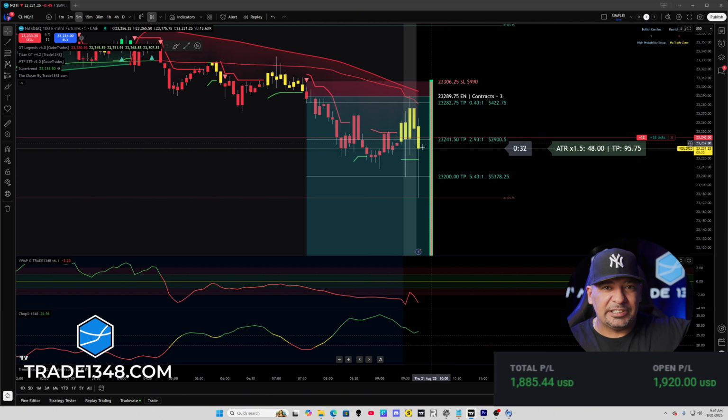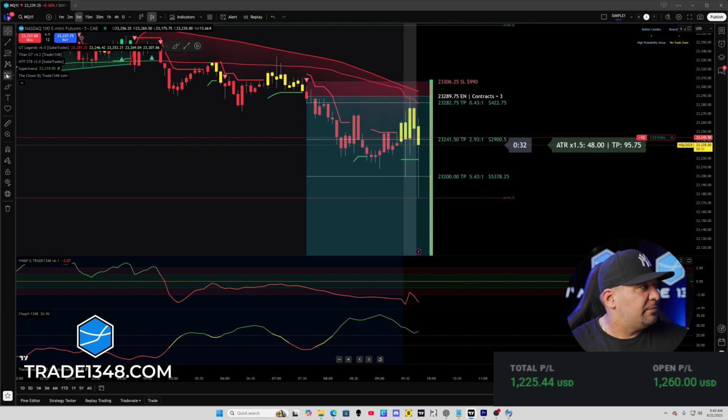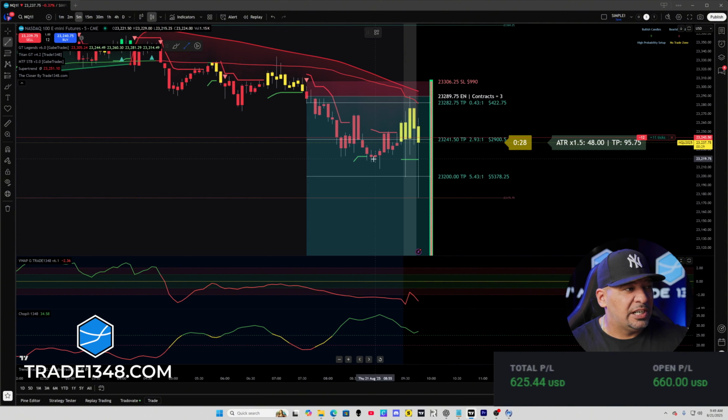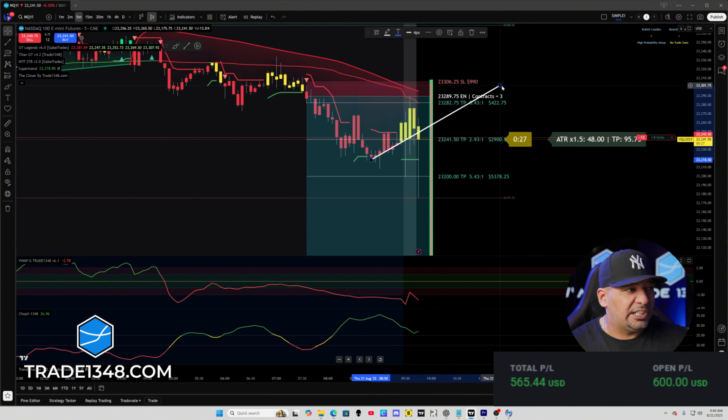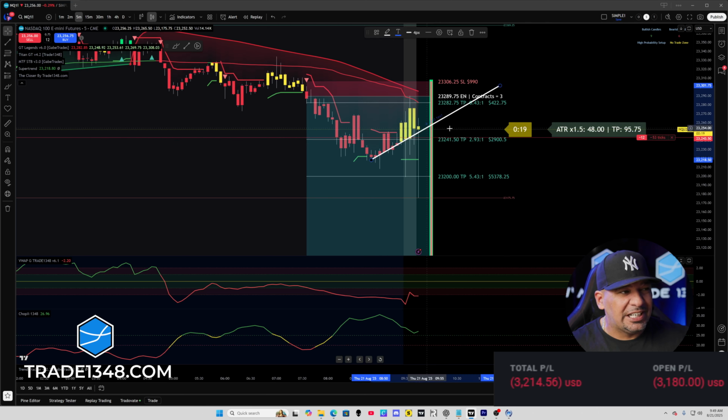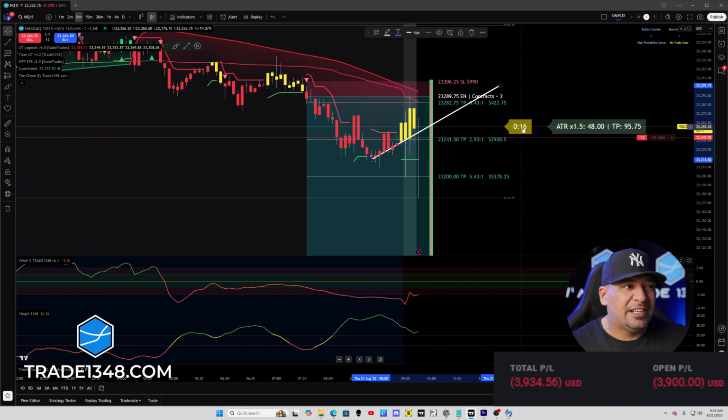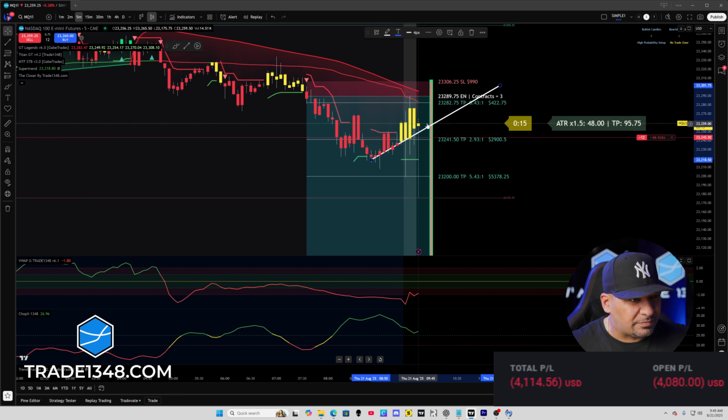Now I want to show you guys something. We talked about trend lines, and we talked about this trend being broken, but we still have to wait for the candle close to confirm that the trend is broken. There you go. You see what I mean? So this is the importance of candle close.